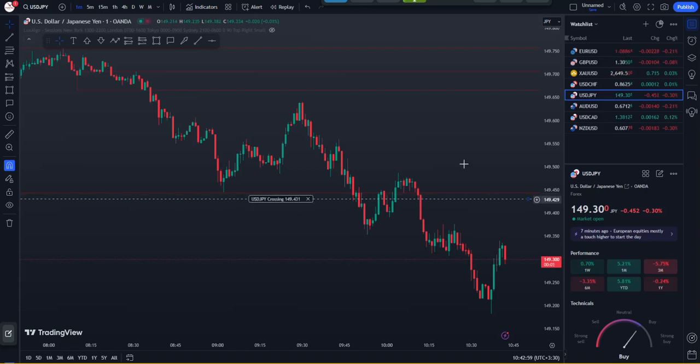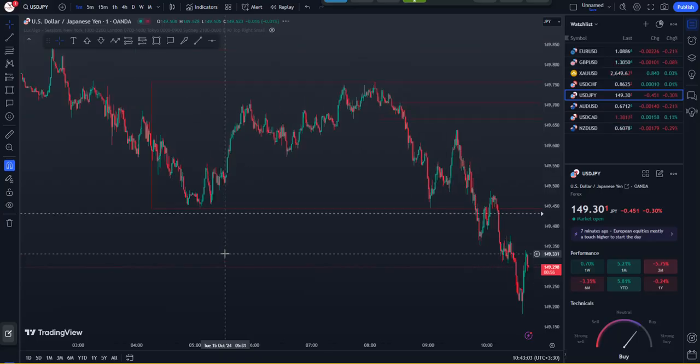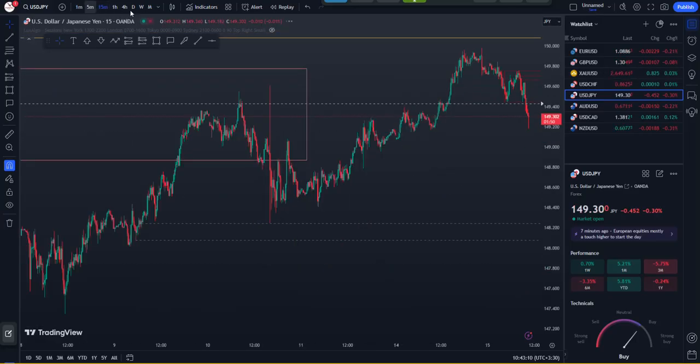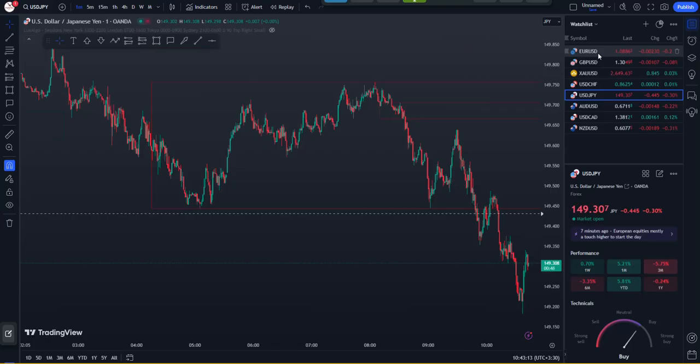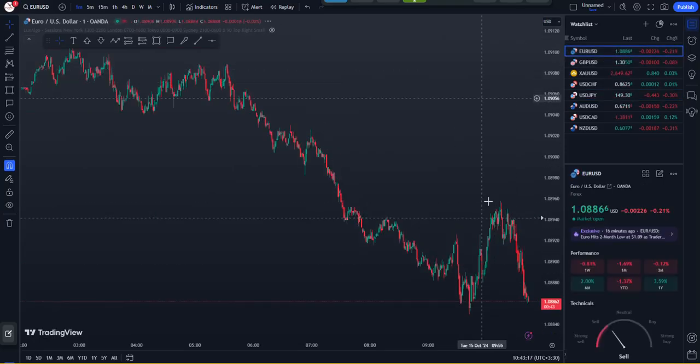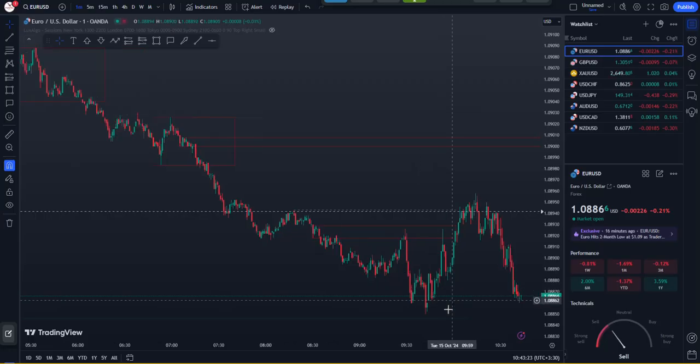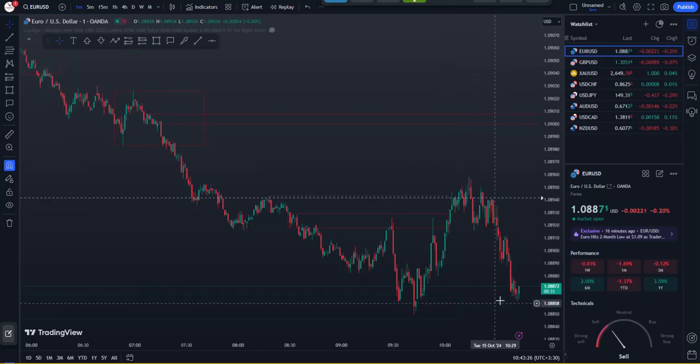So I put my alert at the nearest area here. When price reaches here, I continue holding and see what happens with price. So I put my alert here. Let's see Euro, what happened to Euro. Euro is going down. I told you this reached the gap. This is a great area.